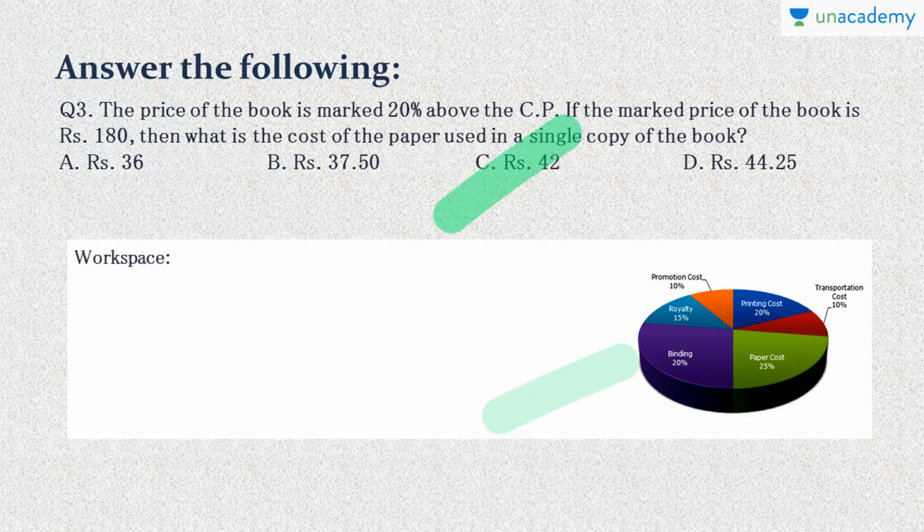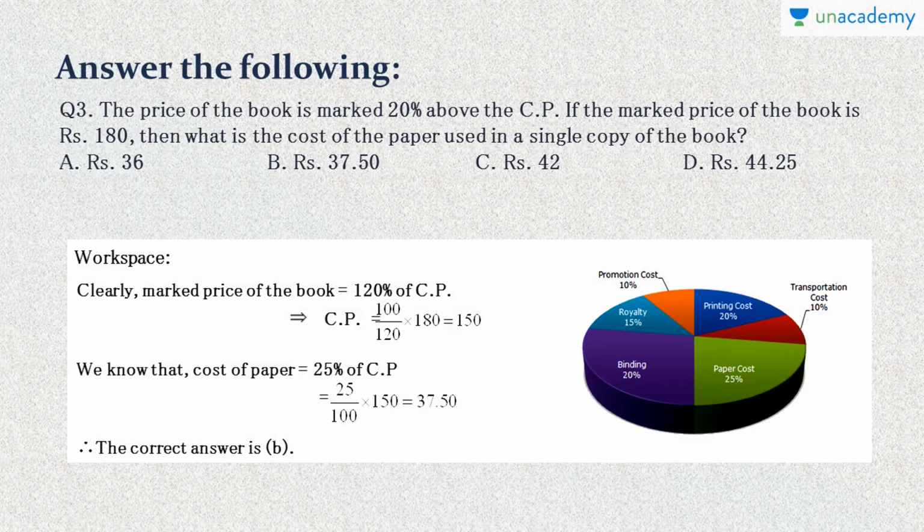Option C. Question 3. The price of the book is marked 20% above the cost price. If the marked price of the book is rupees 180, then what is the cost of the paper used in the single copy of the book? So the single book is marked at rupees 180, which is 20% above the cost price. So we can say marked price is equal to 120% of cost price. So this gives me the cost price. I can find out cost price using 100 by 120 into 180, which is 150 rupees.